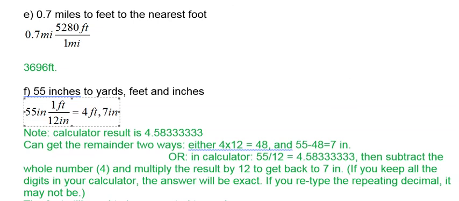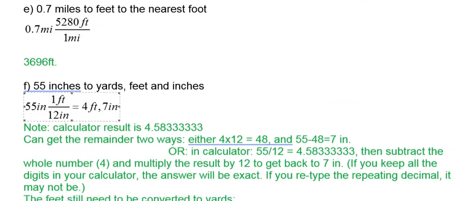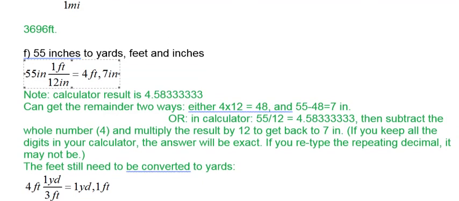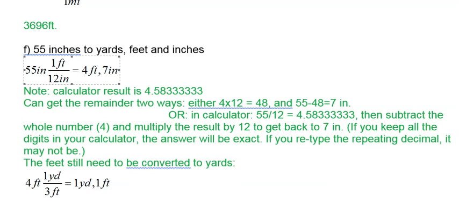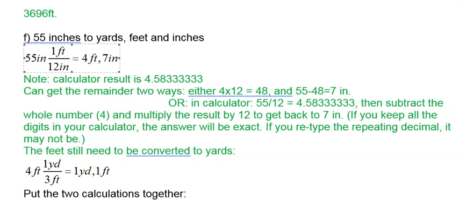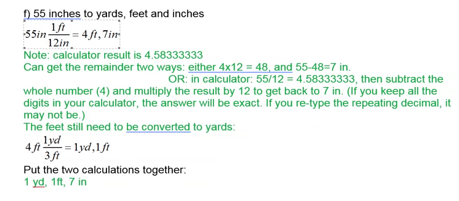That part gets us to feet and inches. This one again is going all the way to yards. So we're going to have to take those 4 feet and convert them to yards. So 4 feet divided by 3 feet goes once with 1 left over. So that's 1 yard, 1 foot. And again, we put those calculations back together, because when we said 4 feet here, we completely ignored our 7 inches. So we put the 7 inches back in our final answer. So those ones are just conversions within our imperial system.